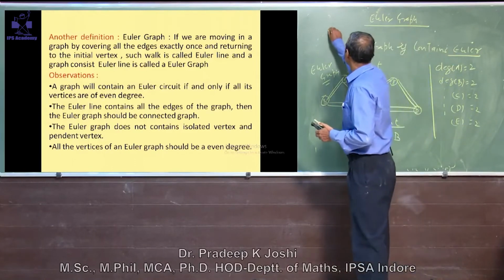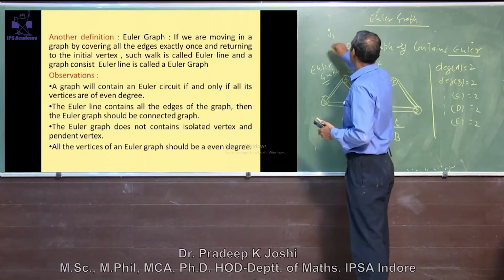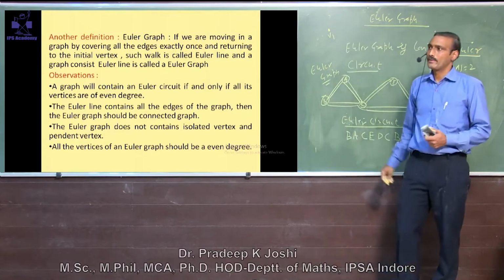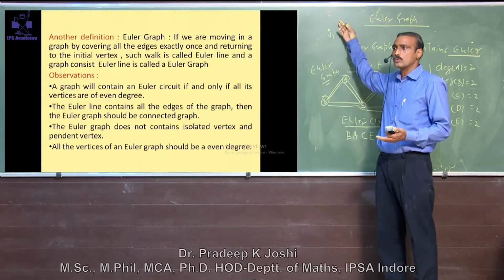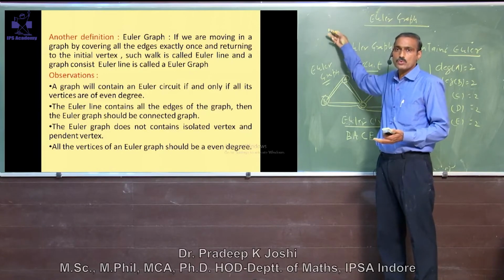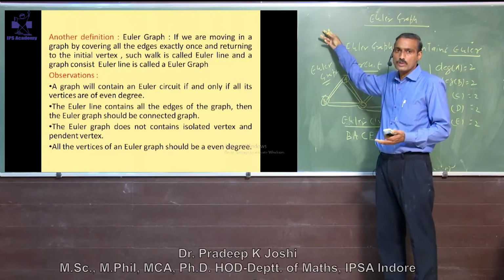Suppose this is an isolated vertex V1. We can't move from one vertex to another because there is a single vertex. So this cannot be an Euler graph.